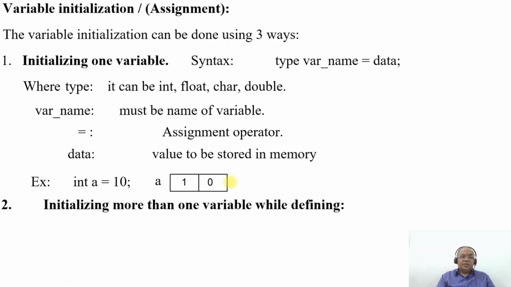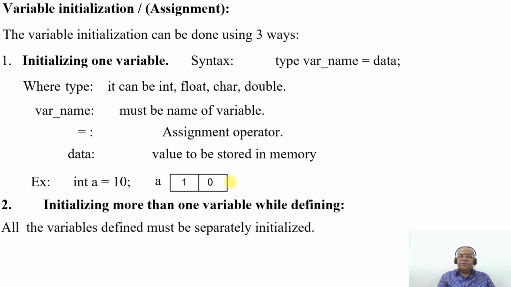Initialization, point number 2: initializing more than one variable while defining. What does that mean? All the variables defined must be separately initialized. For example, consider int count equals 0. Count is the variable name, equals is the assignment operator, and 0 is the data you want to assign to count. Int is the data type, which is integer. Similarly, sum equals 10.